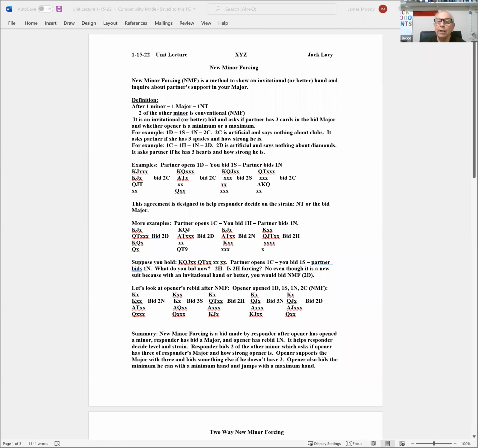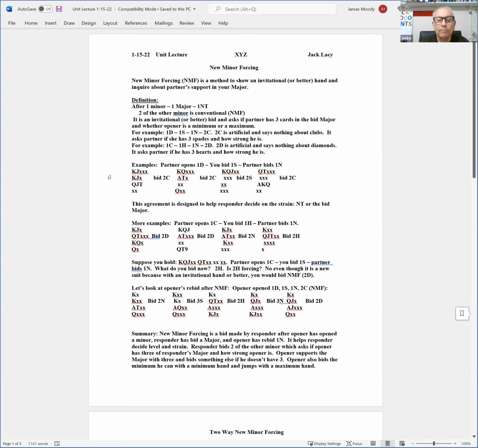Then finally, I have another 11 count, and you bid two clubs. And again, same question: how many spades do you have, partner, and how strong are you? This agreement is designed to help the responder decide on the strain. Everybody know what strain means? No trump or the bid major, and how high.